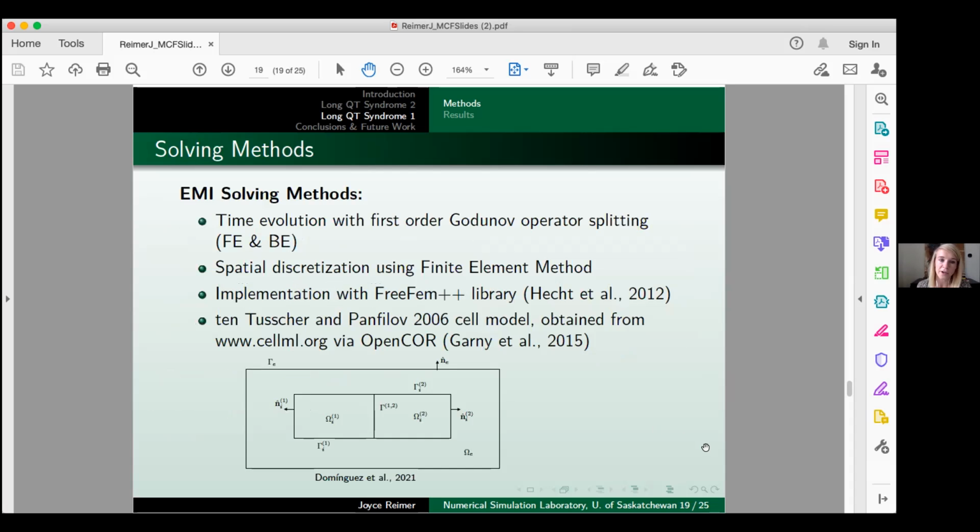To solve this model, we used a first order Godunov operator splitting method with forward Euler for the nonlinear cell model and backward Euler for the linear system. We spatially discretized using the finite element method and implemented it with the FreeFem library. This time we used the Ten Tusscher and Panfilov 2006 cell model. At the bottom, you can see the domain that we were using. The 2 inner rectangles are the cardiac cells, and the extracellular space is this omega E.